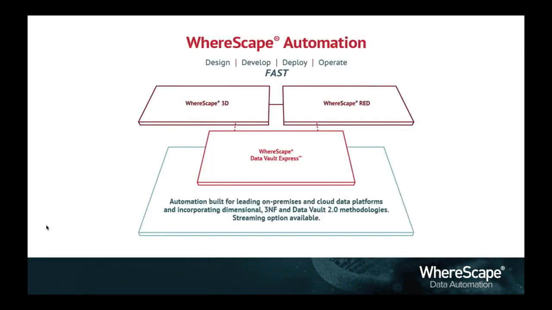In terms of components of WhereScape, there are three real products. WhereScape 3D is the design tool that allows you to build models of your data assets, so it has lots of really good data modeling capabilities. RED is the engine that executes those templates and creates the data structures and data movements. And Data Vault Express is a simplified package set up to support Data Vault.